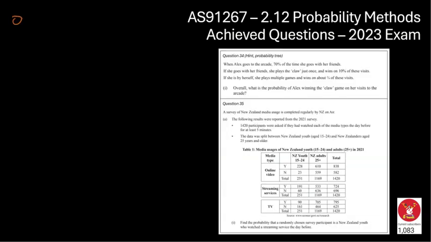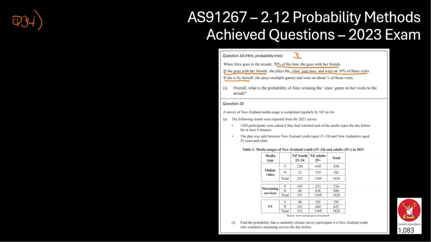So we are now on to question number 34, and this question carries on from Alex, who was playing that arcade game in the previous question. When Alex goes to the arcade, 70% of the time she goes with her friends, which probably means the other 30% means she goes by herself, but we'll see. If she goes with her friends, she plays the claw game just once and wins 10% of these visits.